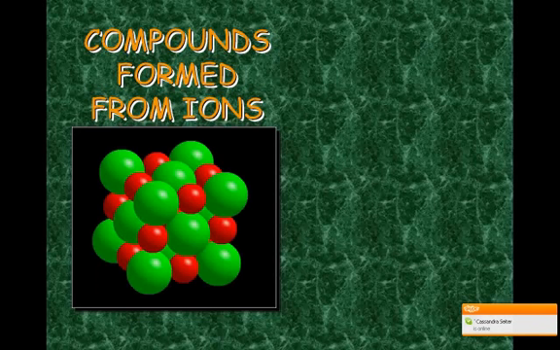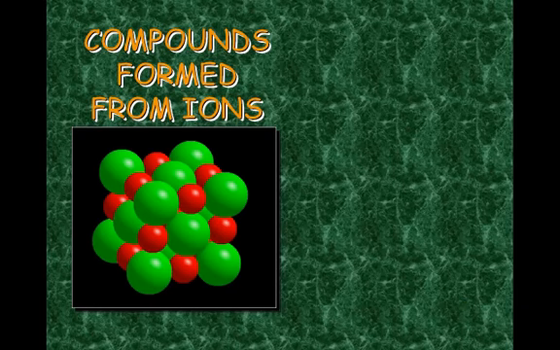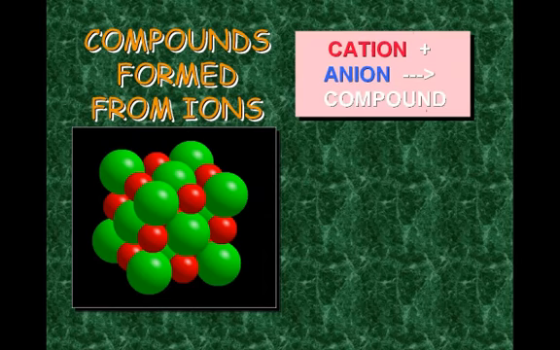Well, let's talk about compounds formed from ions. So these would be ionic compounds where there's a complete transfer of electrons. These particular compounds are formed when a metal and a nonmetal combine. A metal and a nonmetal. And we call the metal, when it's charged, a cation, and we call the nonmetal, when it's charged, the anion. And together they get together and they form a compound.